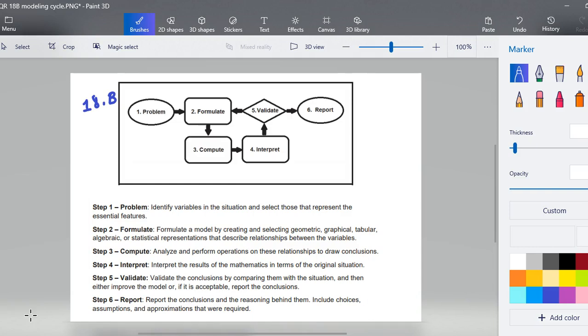Here is a 6-step process where you have a problem, and then you're going to formulate a model and compute what's going on, and then interpret. This is what you did in your preview. You were computing M&M models and dice models, and you were interpreting them. We're going to move on further today to talk about validating and reporting, but you also reported out in your preview lesson.